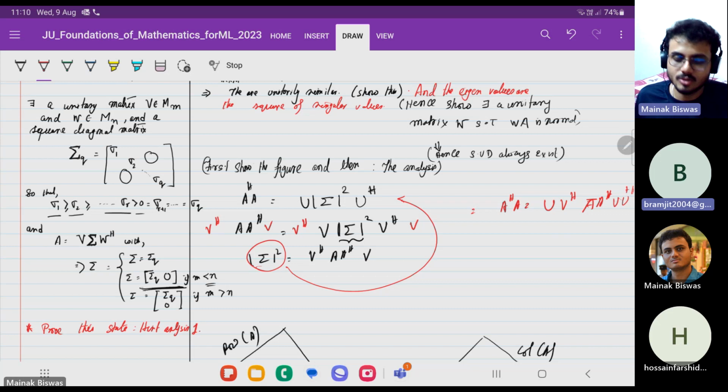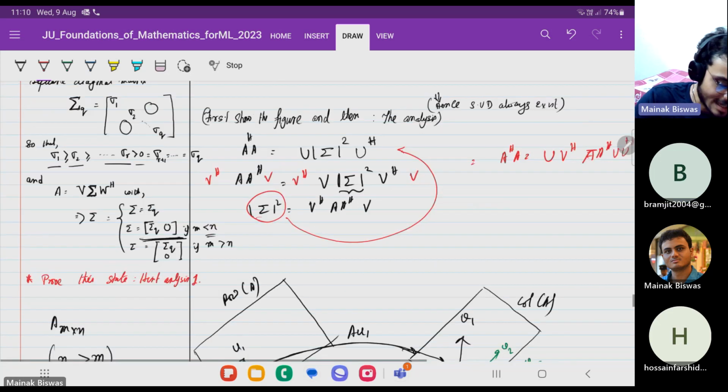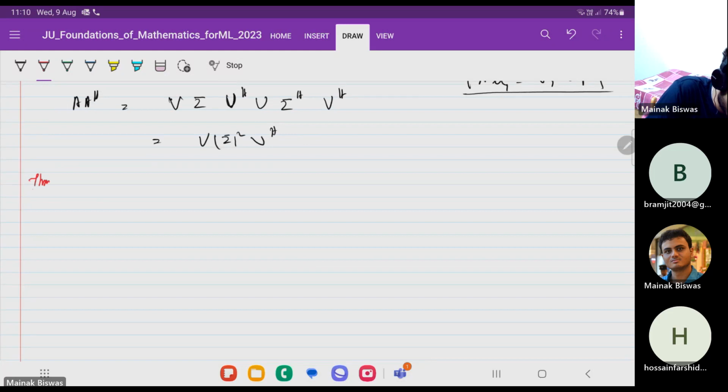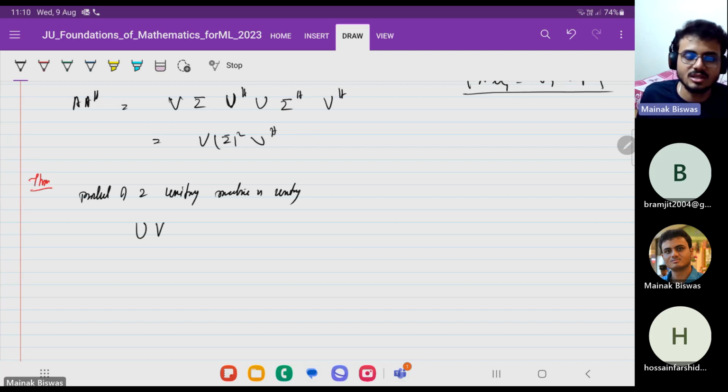So, can you tell me, there is a theorem that the product of two unitary matrices is unitary. How can you show that? So U and V are unitary matrices, say. How can you show that the product of two unitary matrices is unitary?